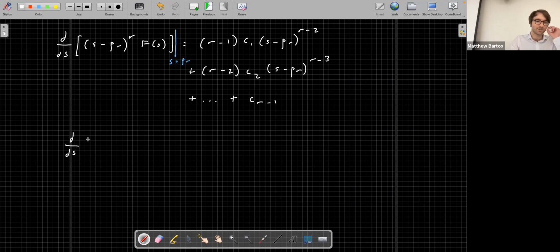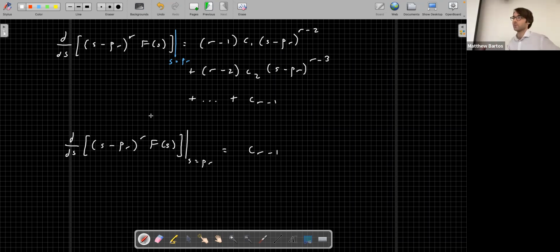d/ds of (s minus p_r)^r F(s), evaluated at s equal to p_r, is equal to C_(r minus 1). And we can apply this in sequence to find the other coefficients C1 through C_(r minus 2) just by taking the higher order derivatives each time. Okay, so this will generalize for the higher order derivatives.